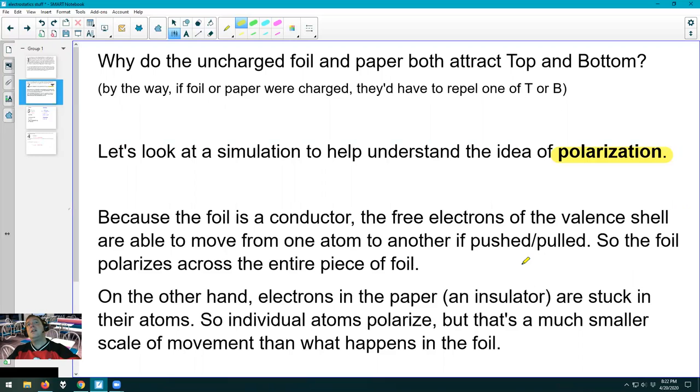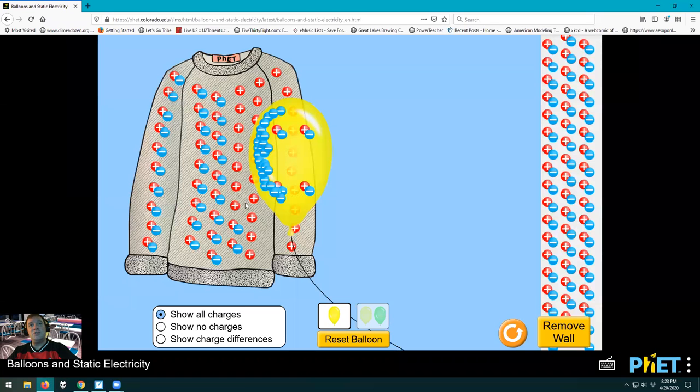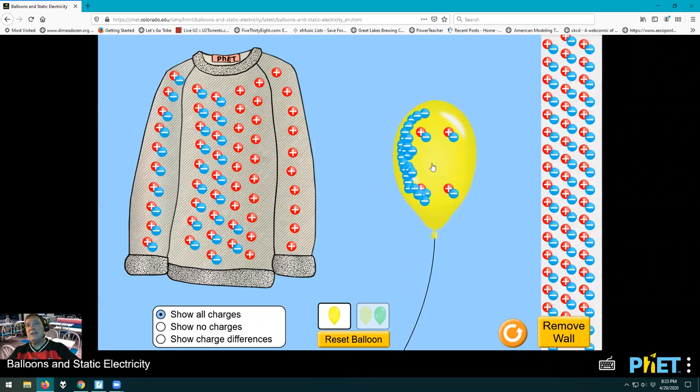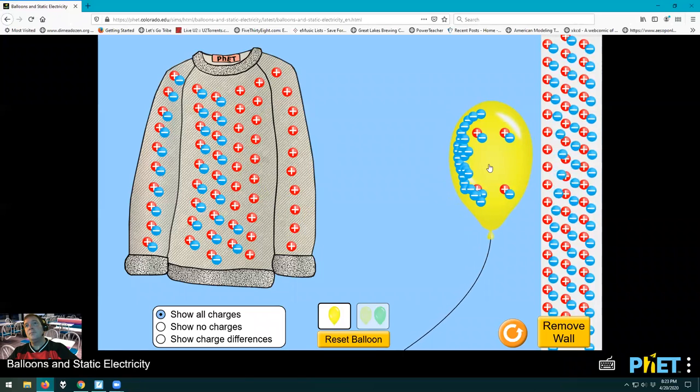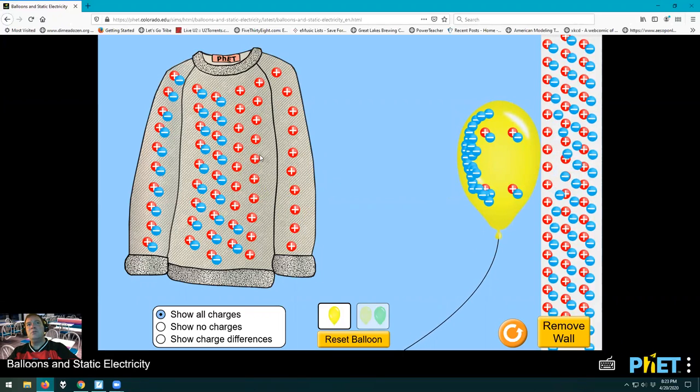Now we see that they are attracted to both top and bottom. Now in the simulation here, we saw what happened when I bring a negative charge near a neutral thing. I can't move the sweater in this simulation, but if I had brought the positively charged sweater over instead of the balloon, then all those blue electrons in the wall would have shifted to the left. The blue electrons in the wall would have shifted closer to a positive charge, which would leave the attracting stuff closer and the repelling stuff farther, just like we're seeing with the negative balloon.